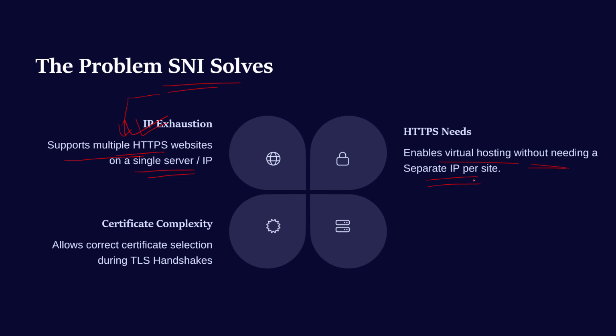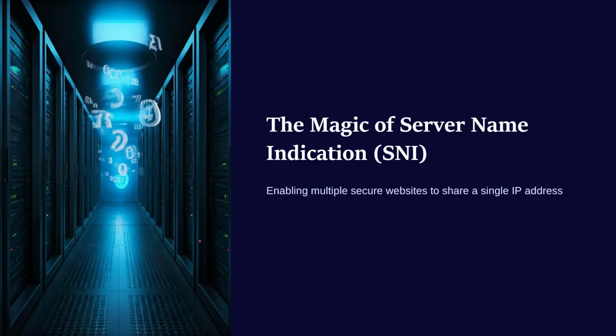In the event that the SNI wouldn't have been there, then the only way to achieve HTTPS deployment was to have a single IP per website, which was not a practical solution, as you know that we have limited IPv4 addresses only. But with SNI, it helps us to enable virtual hosting without needing a separate IP per site. Third is certificate complexity. As you saw, correct certificate selection during the TLS Handshake is now possible using the SNI TLS extension. So that was the magic of the server name indication, SNI.